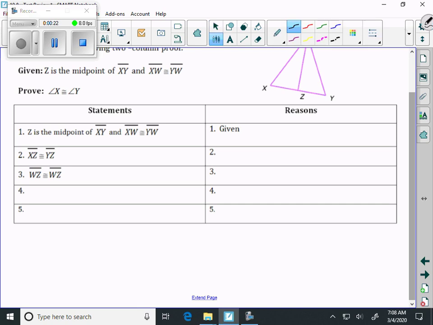We've got the given already written for us, but let's fill in, again, always fill in what you know. So that gives us about half of the proof still to finish. As we take a look again, the given says z is the midpoint of xy. So somewhere in this statement here, we are going to have definition of midpoint. Midpoint is a vocab word.